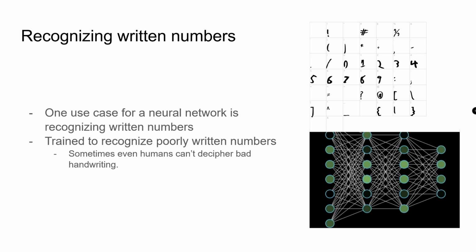These can be trained to recognize poorly written numbers. Sometimes even humans can't decipher bad handwriting, so this is something we can use neural networks to help us out with.